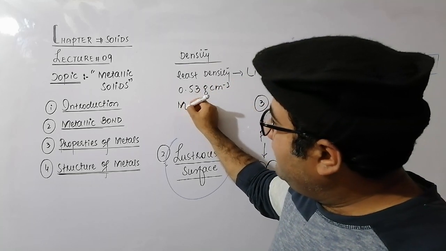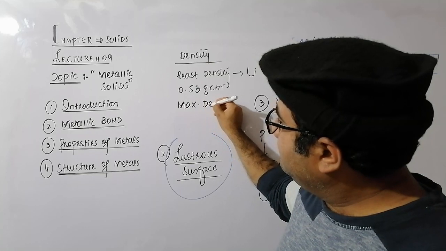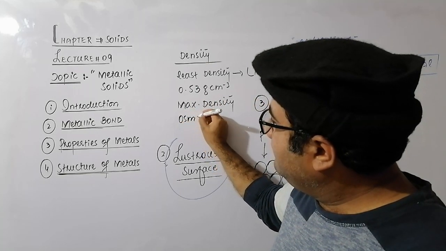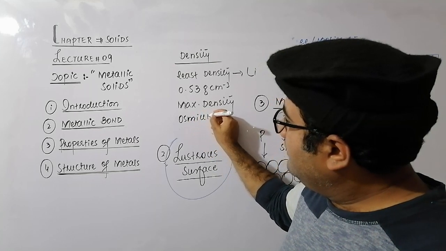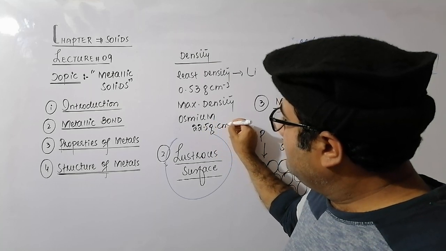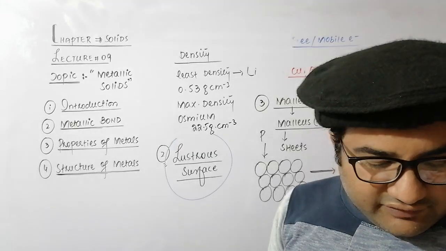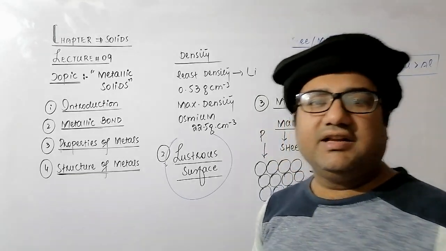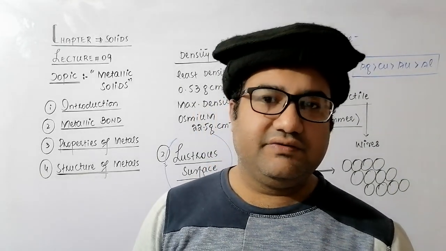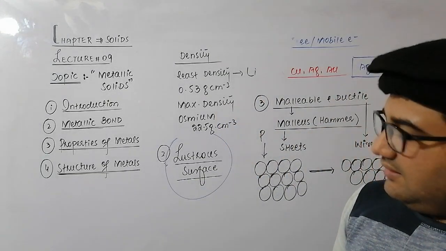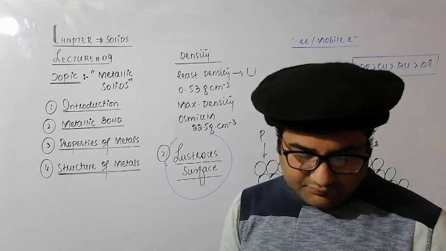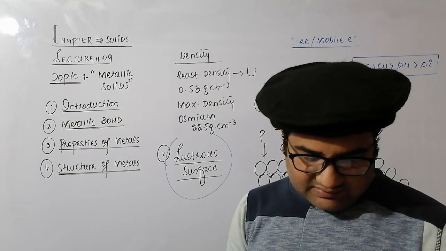While the metal having maximum density is osmium, and it is almost 22.5 grams per centimeter cube. So we can say that metals range in density from the very low density of lithium to the very high density of osmium. This was the third portion, which was about the properties of the metals.